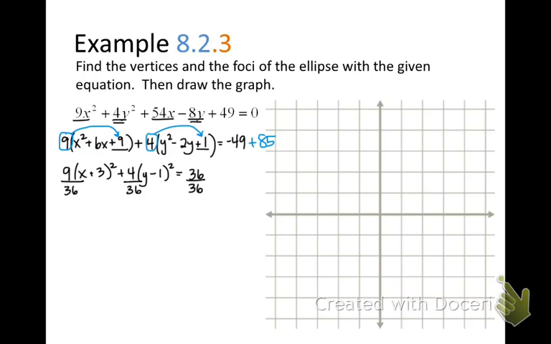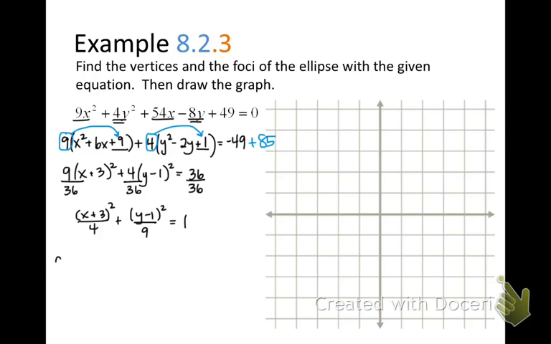All right, so 9 goes into 36, and then 4 goes into 36. So that wasn't too bad, was it? Not so bad.